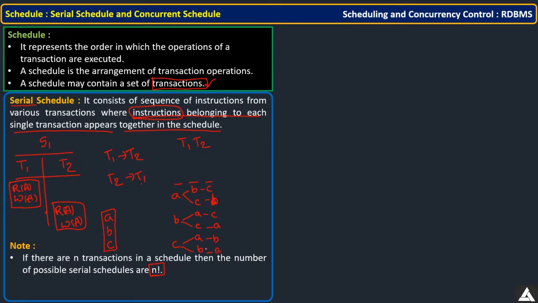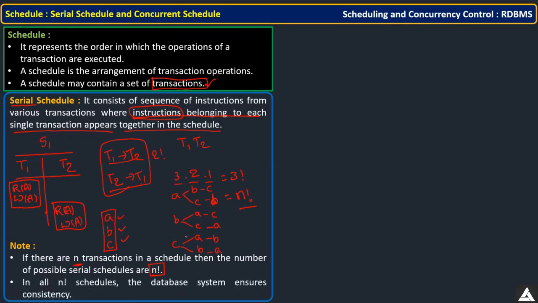In the first position, out of three you can select any one, so you have three ways. In the second position, after selecting one, you have the remaining two elements only, so two ways, and then one way. So this is nothing but 3 times 2 times 1, that is 3 factorial. Whenever you have n transactions, n factorial schedules are possible. ABC is one schedule, ACB another, BAC, BCA, CAB and CBA are different schedules. Like this T1, T2 or T2, T1, that is 2 factorial schedules. These are serial schedules. Whenever we have n transactions, n factorial schedules are possible.